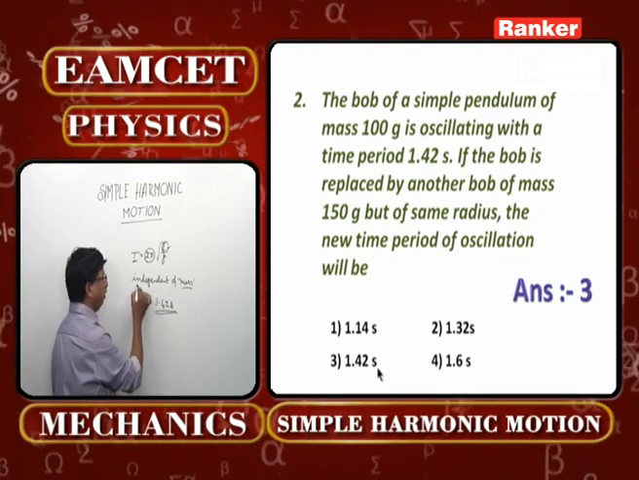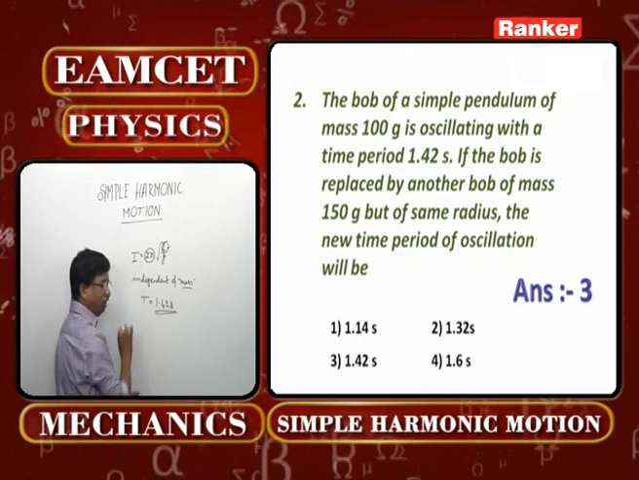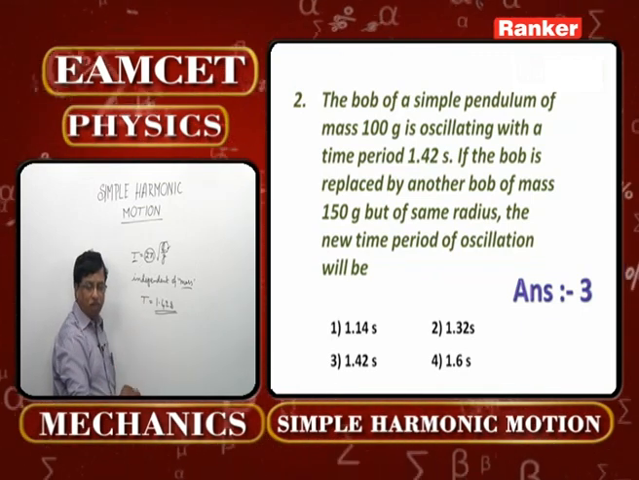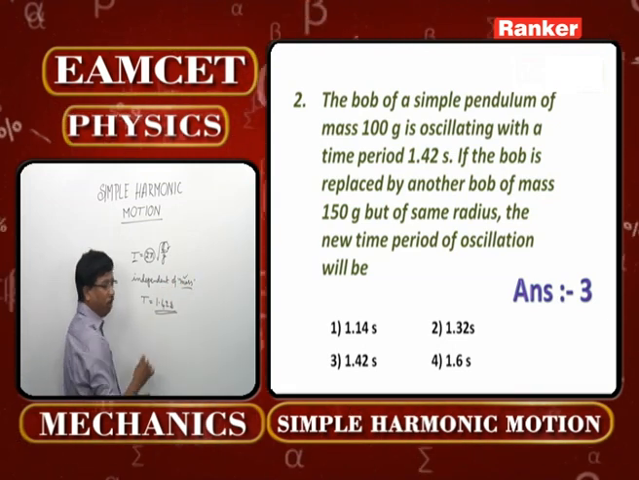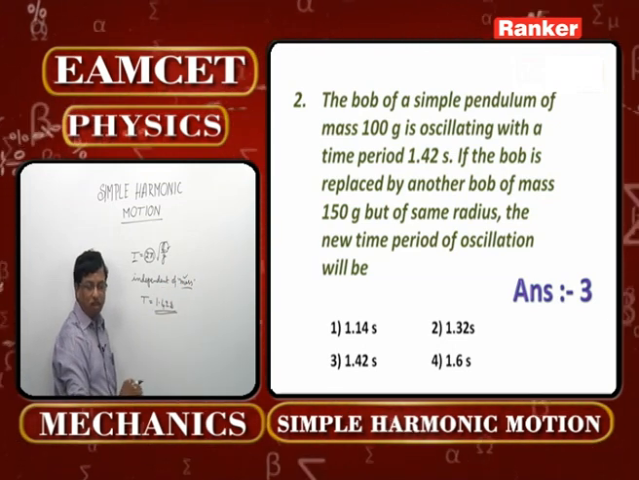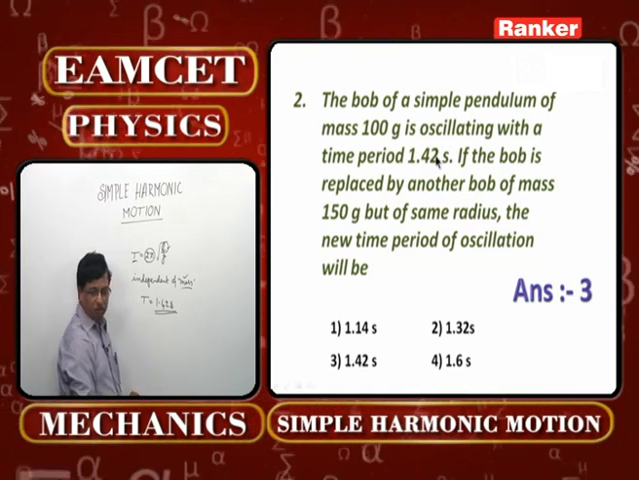So what one should remember is, when length is not changed, or you can otherwise say when the radius of the bob is not changed, its time period is independent of the mass of the bob as such. That is the concept we have to take. Now look at the very next problem there, please.